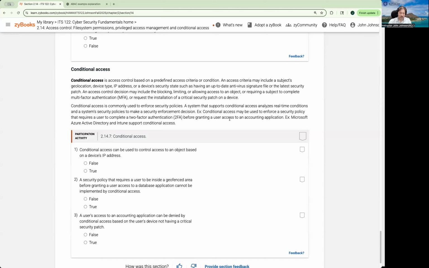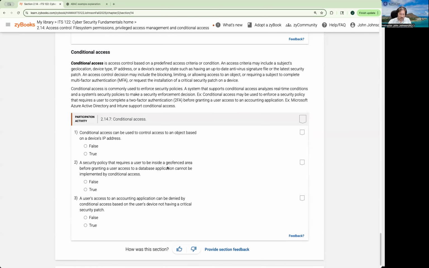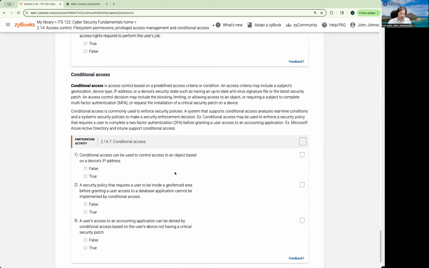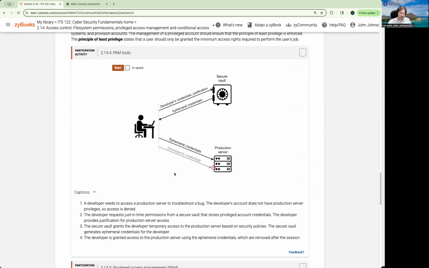Their example is that conditional access may be used to enforce a security policy that requires a user to complete two-factor authentication before granting a user access to an accounting application. Microsoft Azure Active Directory and Intune support conditional access. So go ahead and answer the questions here. And that's pretty much it for this section. If you have any questions, this is pretty straightforward.